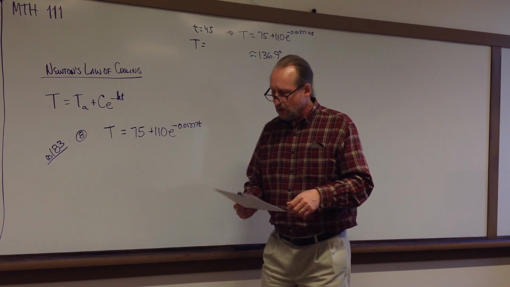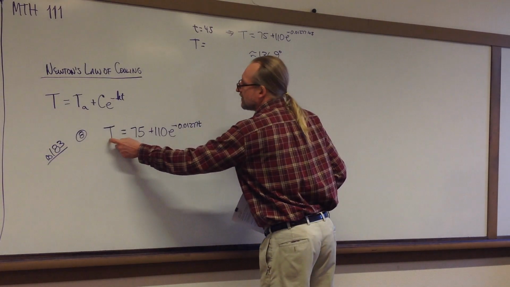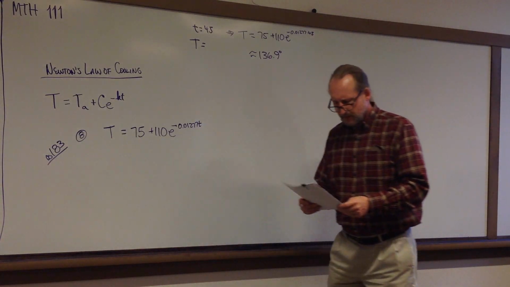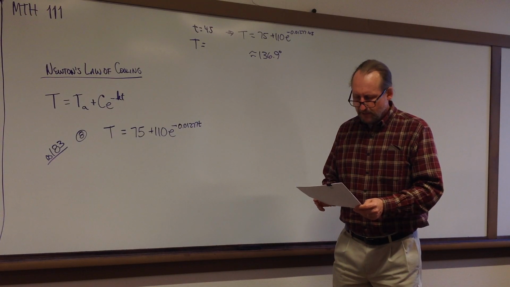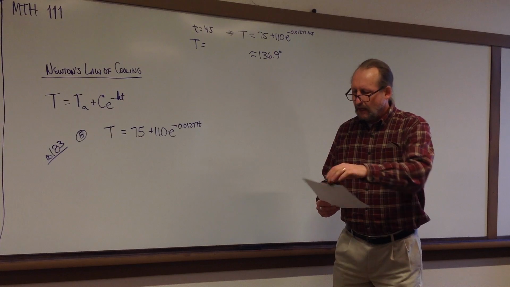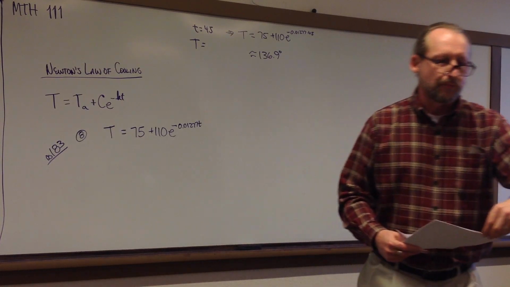Figure out when the coffee cools off to 100 degrees. You would set this equal to 100 and then solve for the time. I also ask you to make a graph for that, and to show that the intersection on the graph matches what you found algebraically.